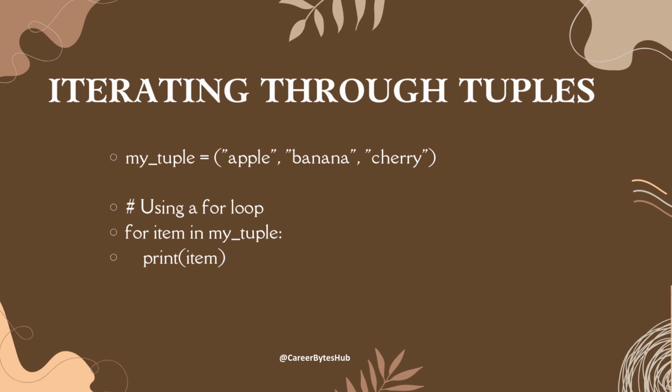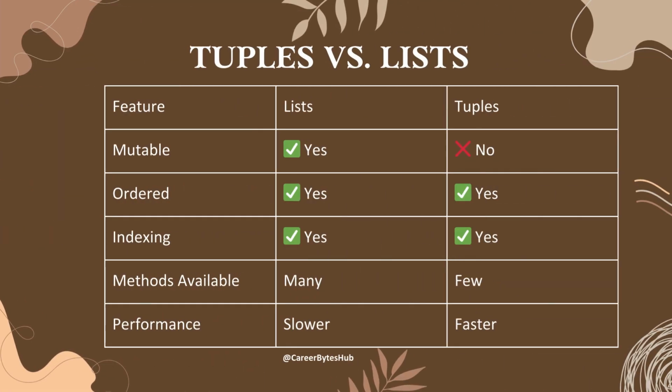As we have seen how to work with tuples, now let's compare them with lists. The key difference is that lists are mutable, while tuples are immutable. Since tuples require less memory and fewer operations, they are faster than lists, making them ideal for read-only data.